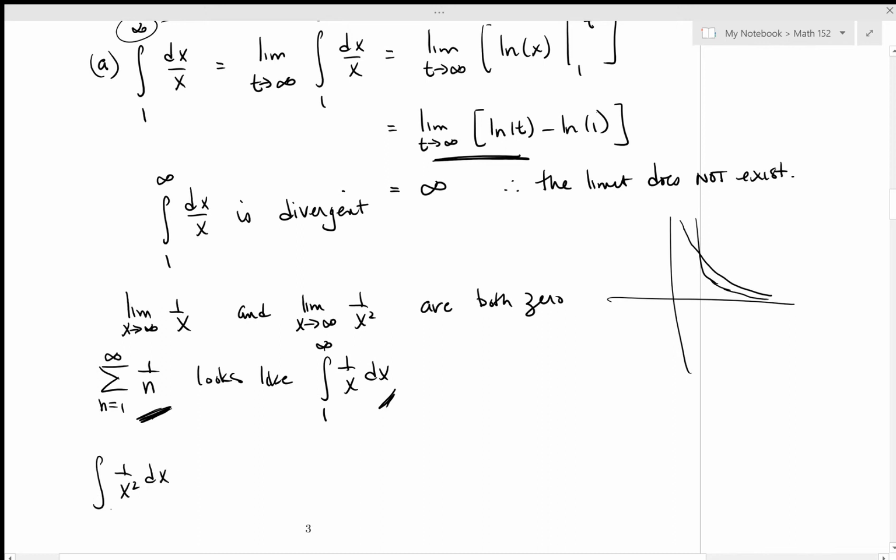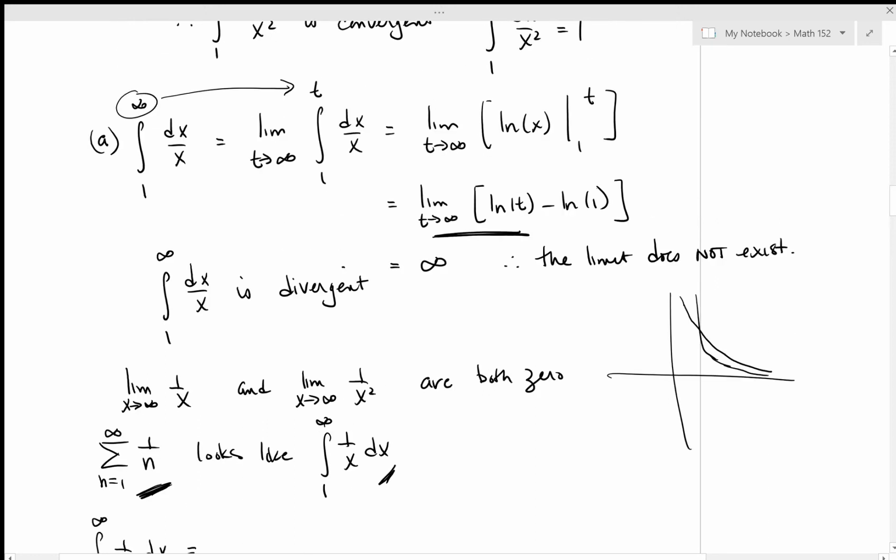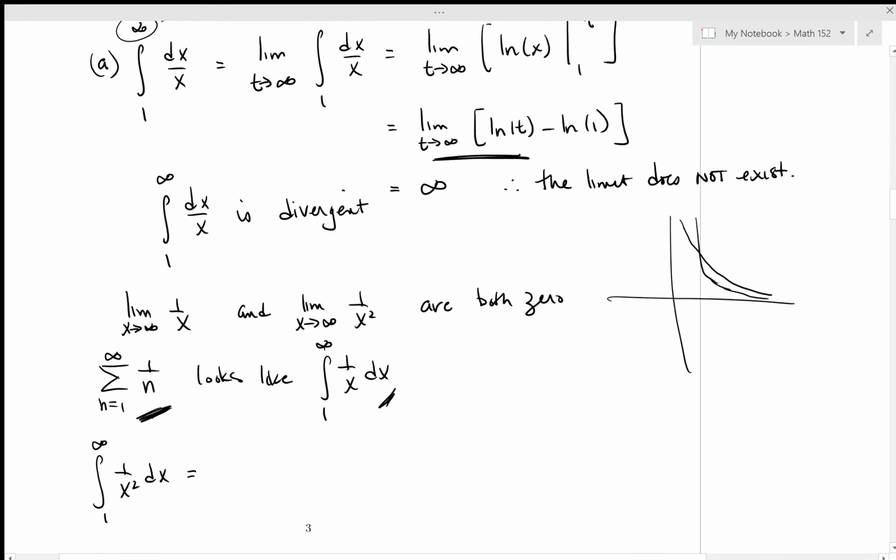And we know what this is. What did we find that answer to be? We found it to be 1. So then we could ask this kind of a question. What is the sum from 1 to infinity of 1 over n squared? That would look like this.